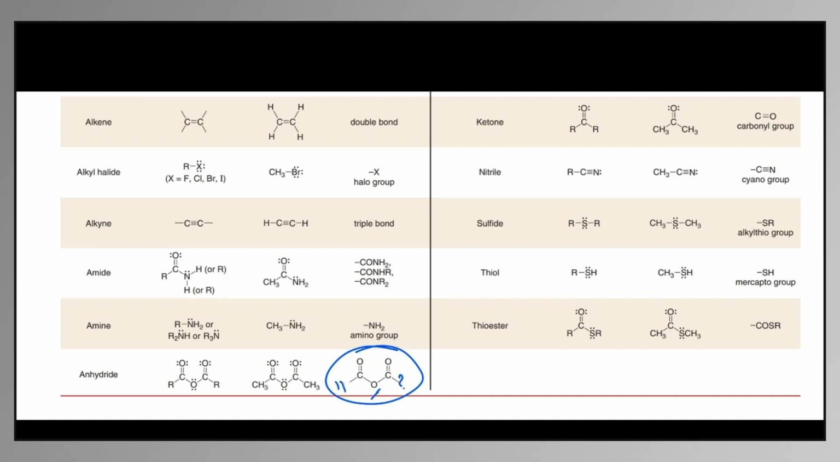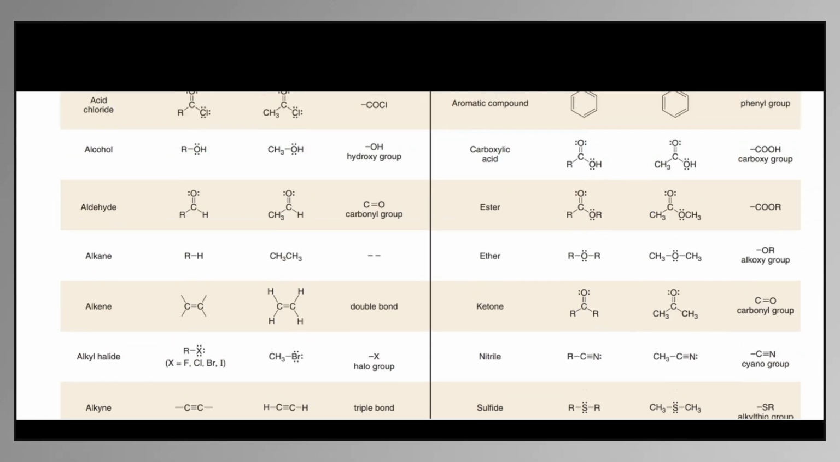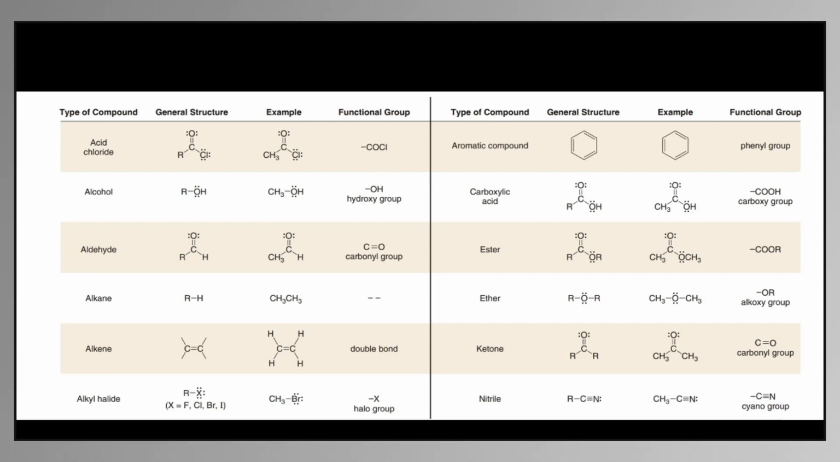So this can get attached to either R or H. So basically R is attached normally. So it's kind of anhydride where here CH3 is attached and C double bond O, C double bond O is the anhydride group. Now let us go to the right section of this table.